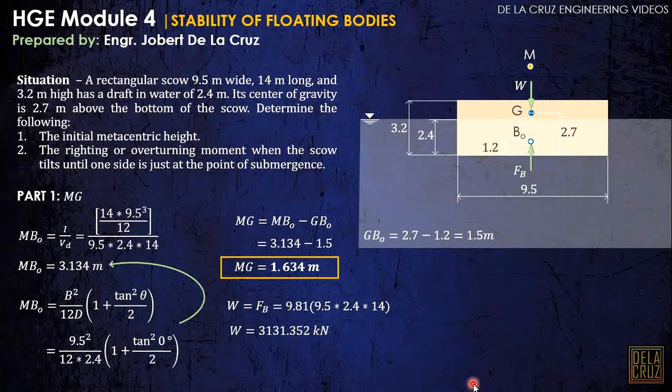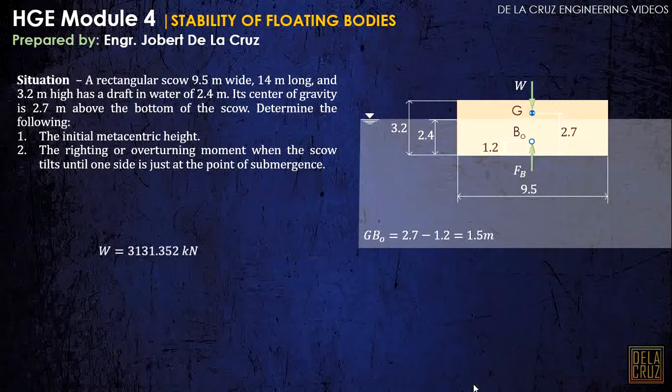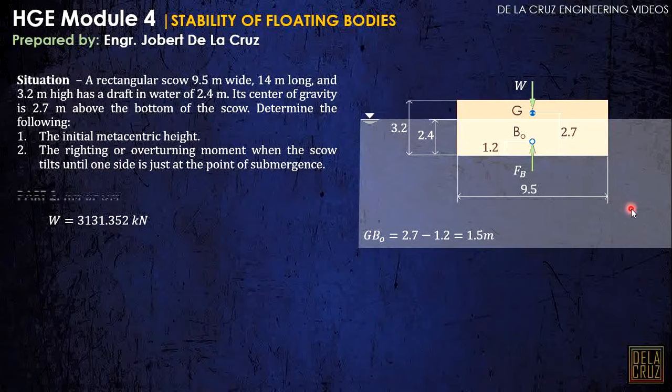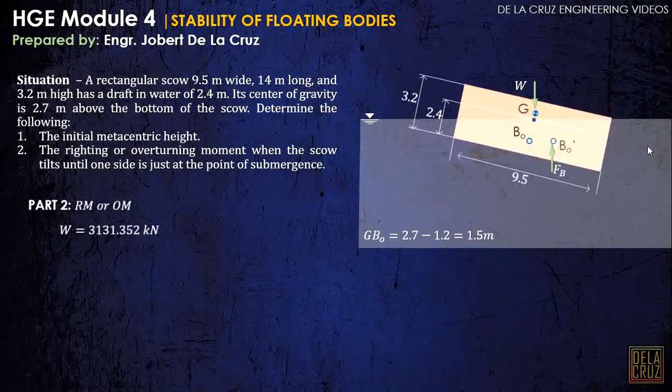That one. Now, to calculate the righting moment, again, we will calculate the MG or metacentric height na nag-tilt na siya. Okay, so statement sa problem, when the scow tilts until one side is just at the point of submergence. So, ito yung ibig sabihin niya. Okay, it will rotate in this point. Okay, magsasubmerge lang yung one point natin dito.